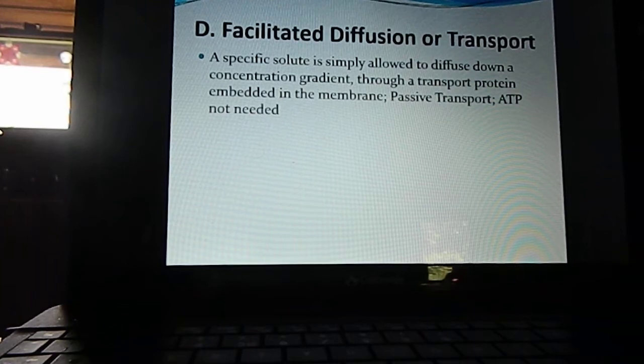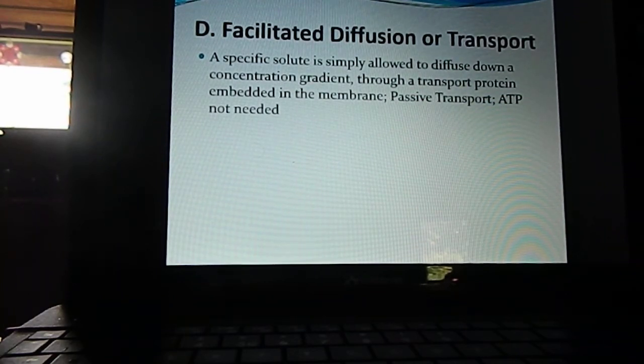Now, water can't just go through the plasma membrane by itself. It needs a transport protein, and so any type of diffusion through a membrane by way of or via a transport protein is called facilitated diffusion or facilitated transport. It's helped by that transport protein, right? Again, this is a passive transport. No ATP is required.